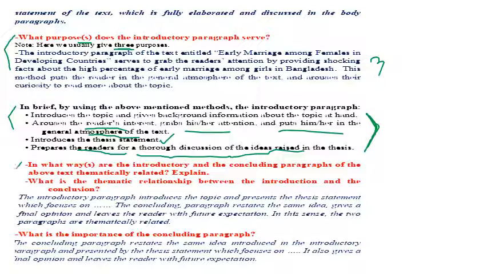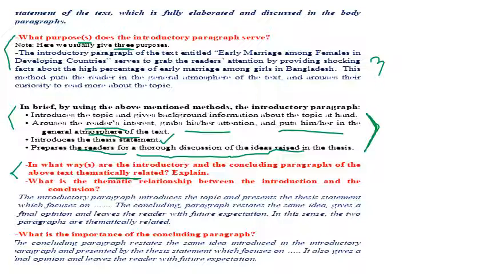Now, this is another interesting question you might be asked, especially on an official exam next year. You will be asked, in what way or ways are the introductory and concluding paragraphs of the above text thematically related? Explain. Or what is the thematic relationship between the introduction and the conclusion? What do I have to do here? Step one, I have to read the introduction and then read the conclusion. How are they linked? Did the author just repeat or reiterate the information he provided in the introduction? This is mostly how they are related.